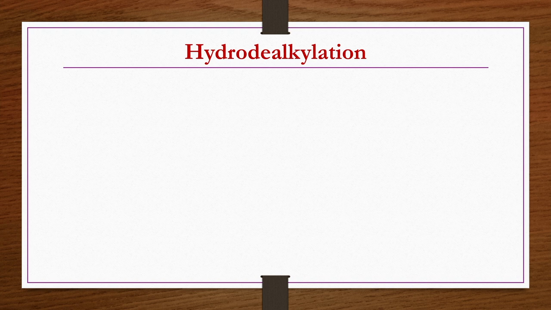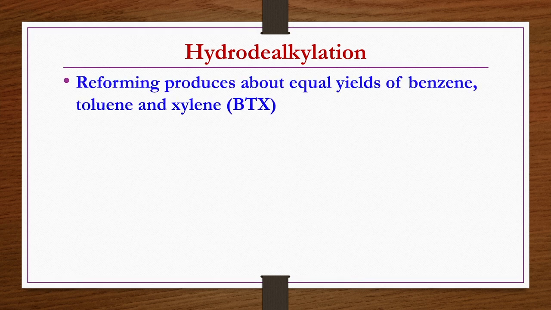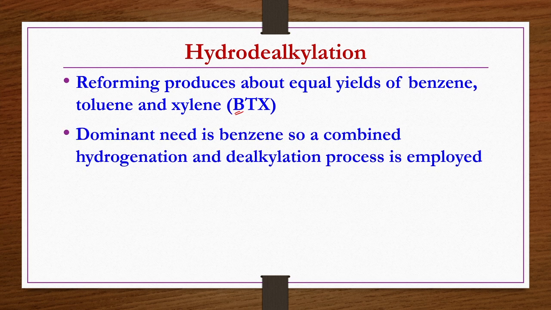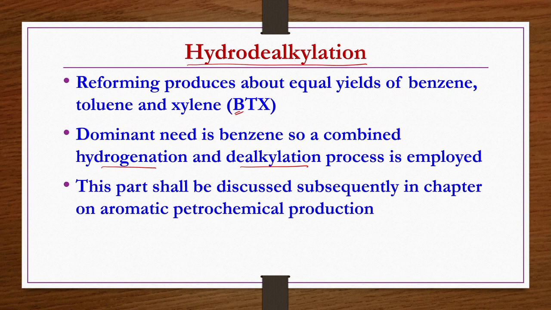Now, the hydrodealkylation. In general in refineries, equal yields of benzene, toluene and xylene are expected, but the market for benzene is very high. So if you want to get benzene, a combined hydrogenation and dealkylation process is used. That is the reason this is known as hydrodealkylation. However, this process we are going to discuss when we discuss petrochemicals production from the aromatics. In that chapter, we are going to discuss this one, so we are not going to discuss it here.